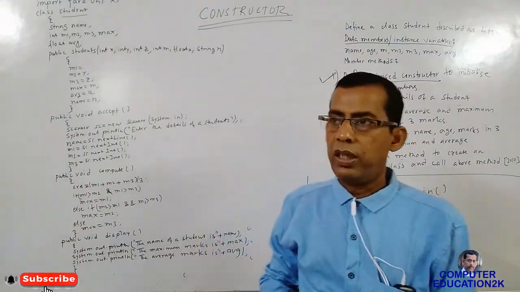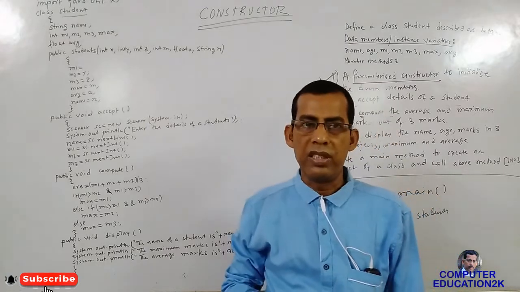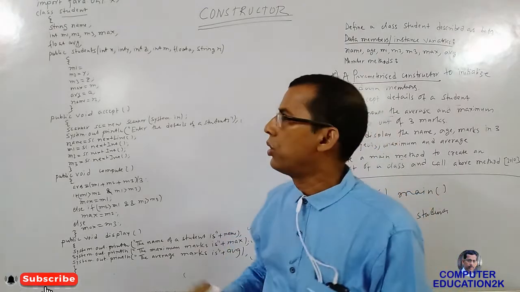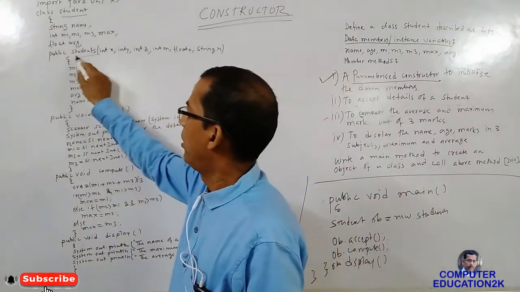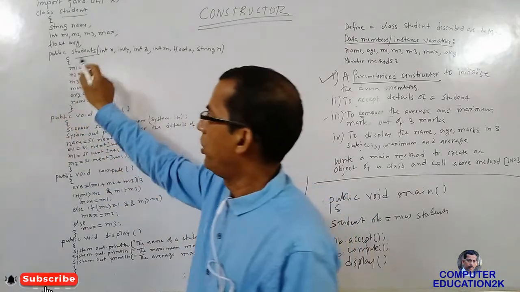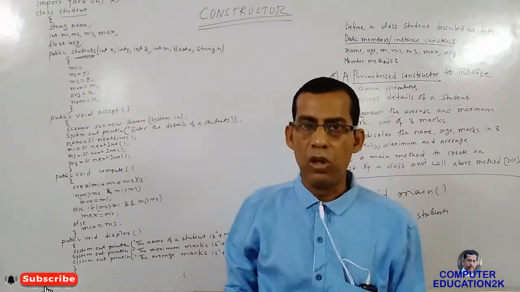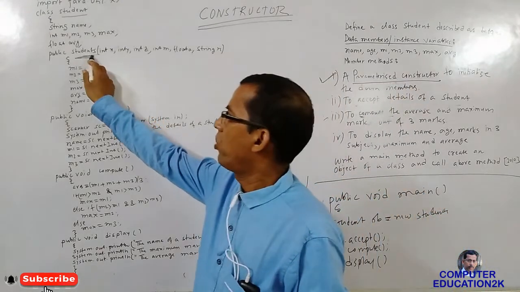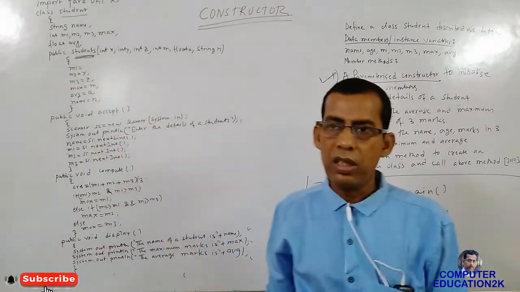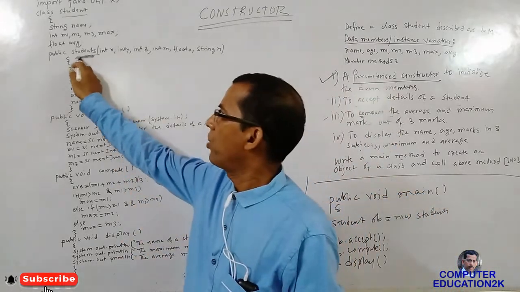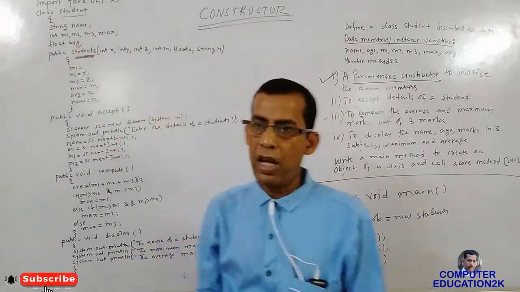Now you know that a constructor name is the same as that of a class name. So I have written Student. Class name is Student, so this is a constructor. Constructor is nothing but a function only. So this is a constructor. How do you know this is a constructor? Because the name of this function is the same as that of a class.